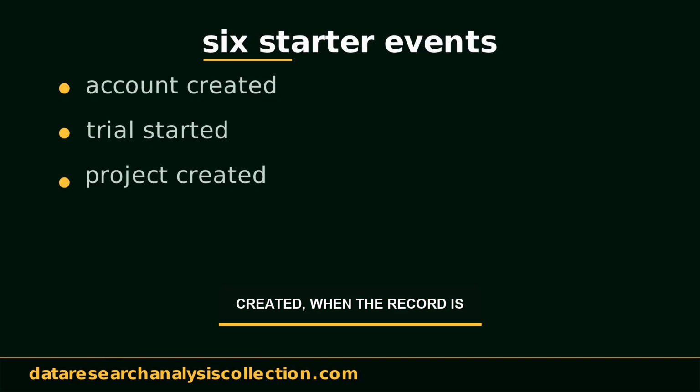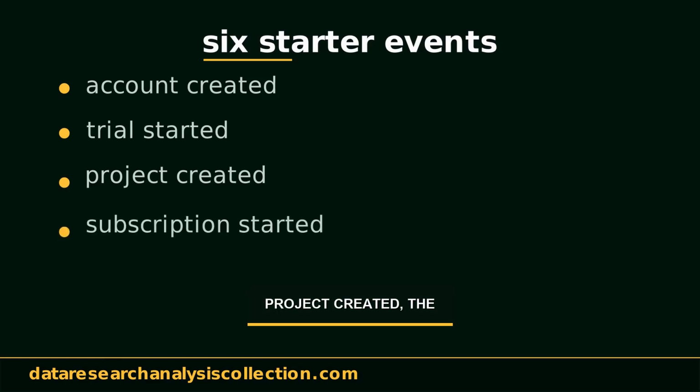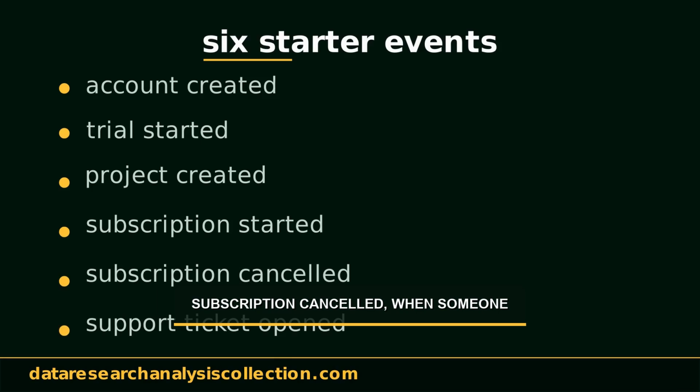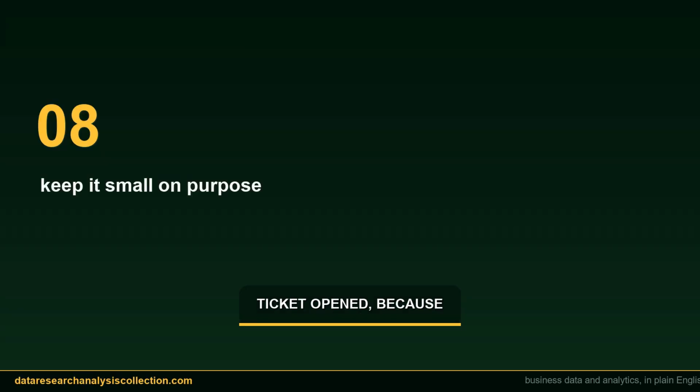Account created when the record is saved. Trial started when someone begins their free run. Project created, the first real sign they are using the thing. Subscription started when a card is charged the first time. Subscription cancelled when someone turns off renewal and support ticket opened, because unhappiness usually leaves a trail.